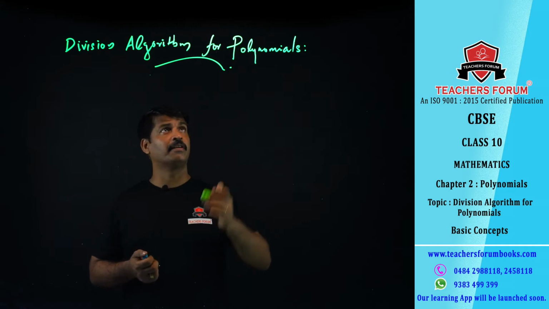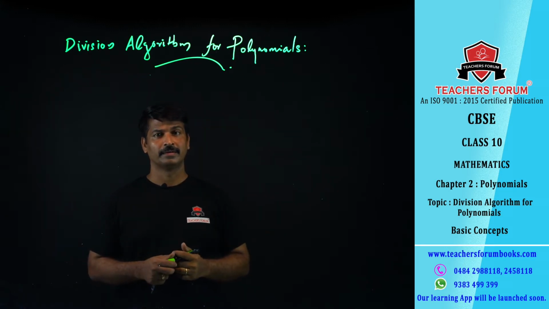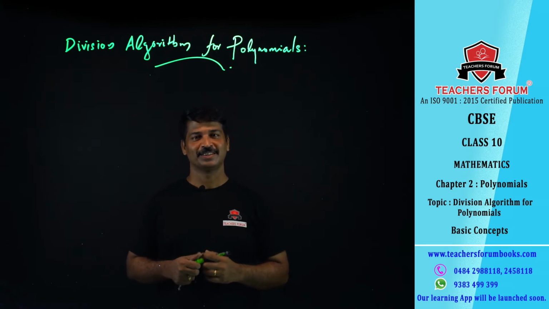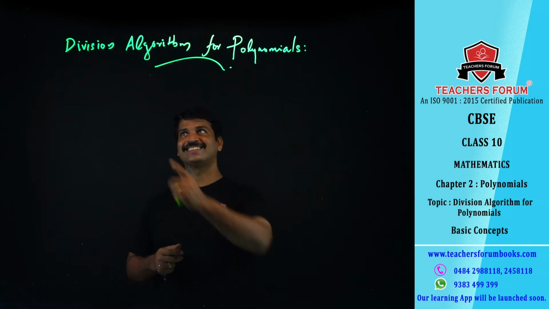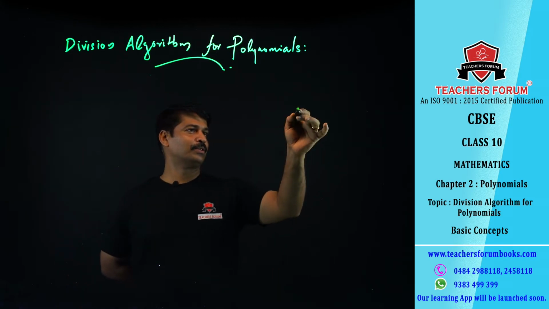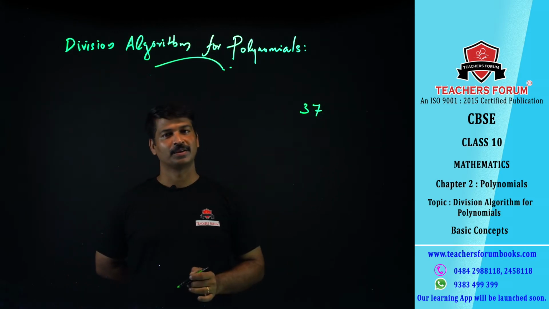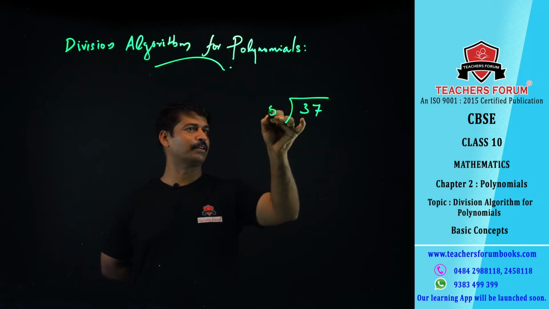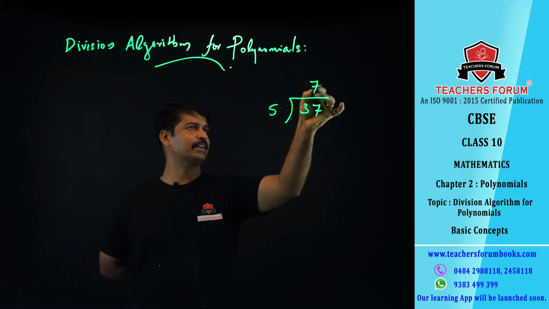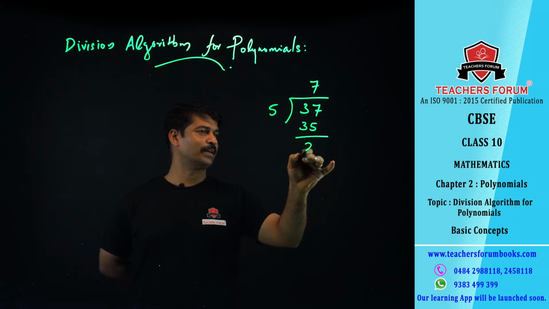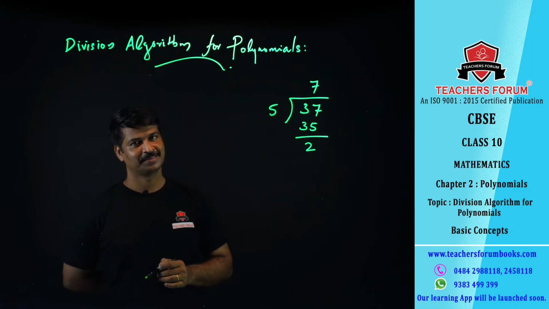Now, before entering into this topic, let us revise what we have learned in the first chapter, real numbers. You know what is Euclid's division algorithm? See, this is also division algorithm. So let us divide a number, let us take 37. If you divide 37 by 5, you will be getting 7 as quotient, 7 5s are 35, and you will be getting 2 as remainder.